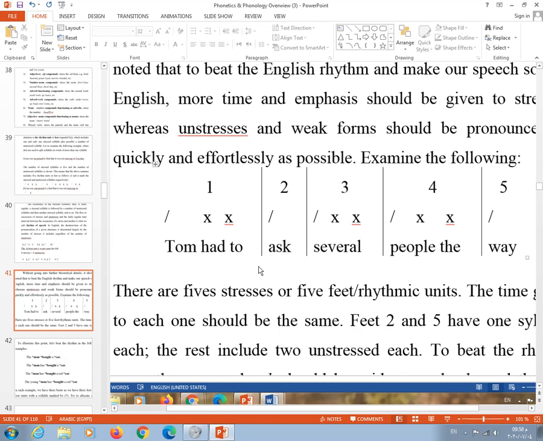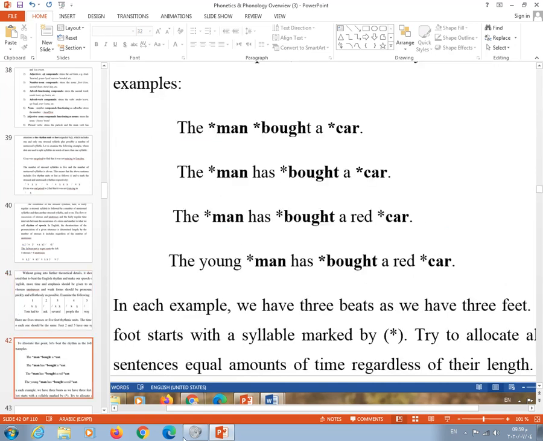So this means that we have to do two important things at the same time: expand and stretch out the stressed syllables, and compress and squeeze the unstressed syllables. So between stretching and compressing lies the rhythm of the English language. Okay.